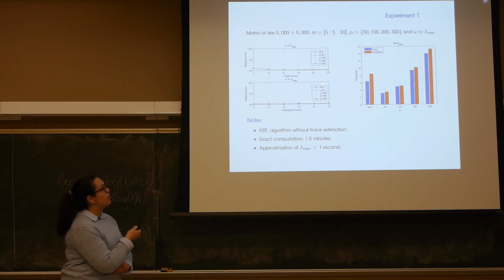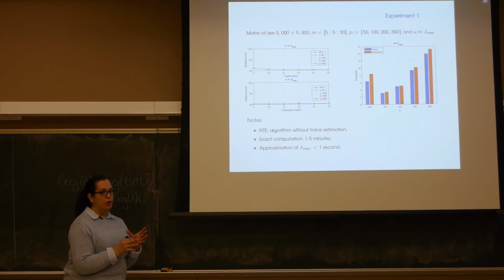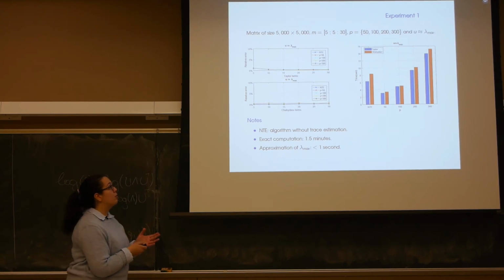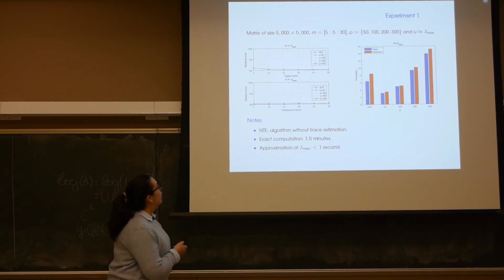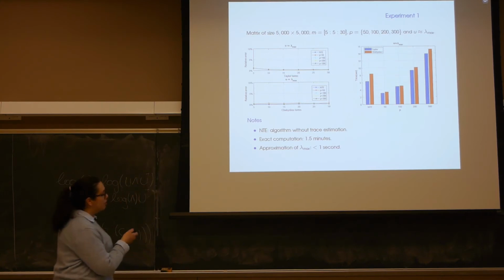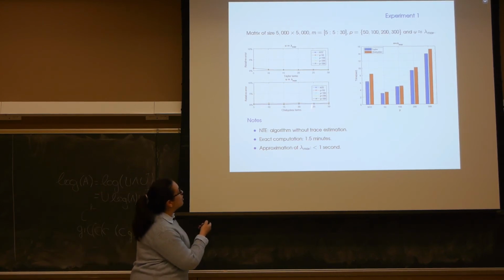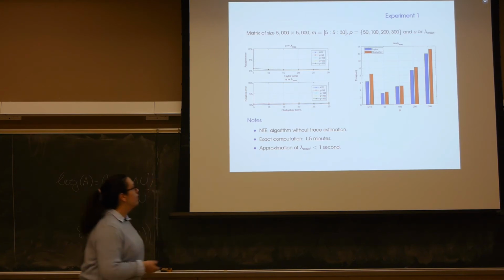The no trace estimation algorithm, the NTE, serves as a bound for the results we get when we use the trace estimator. You cannot see it very well over here because the results are overlapping one another, but it's a little bit obvious that the no trace estimation is always under all the other curves.